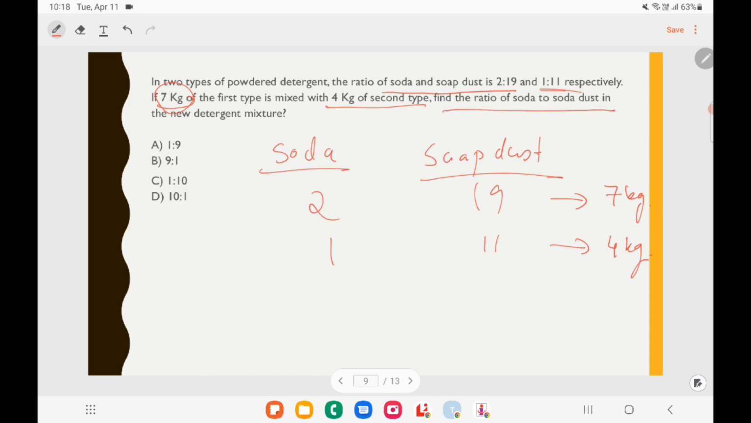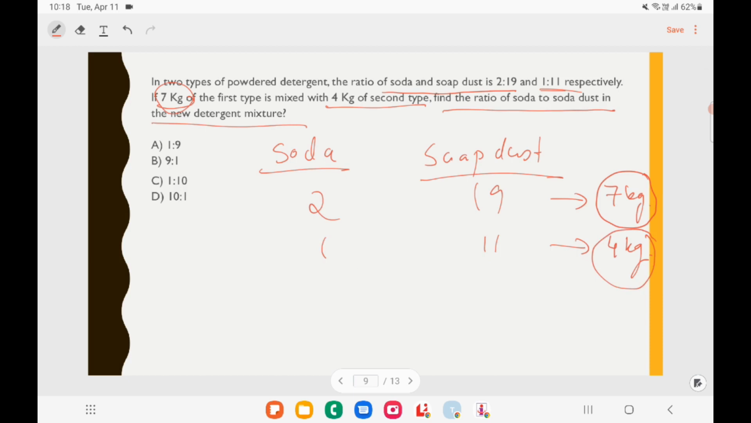Then find the ratio of soda dust in the new detergent mixture. So here, if you are doing it in the normal way, you need to first find out in this 7 kilogram how much soda is there and how much soap dust is there. Then in this 4 kilogram, using these ratios, you need to find out how much soda is there and how much soap dust is there. Then you need to add each of these and find the ratio.